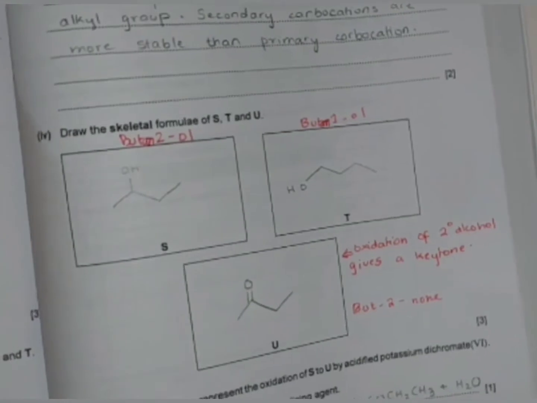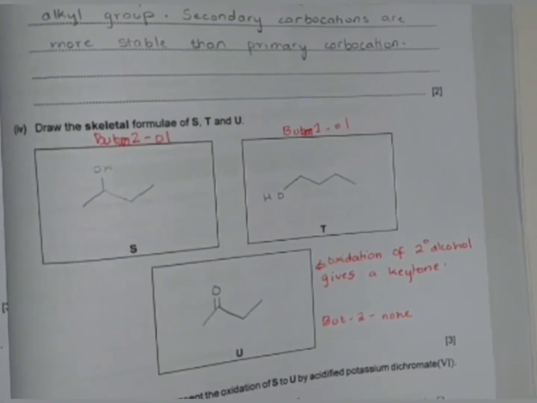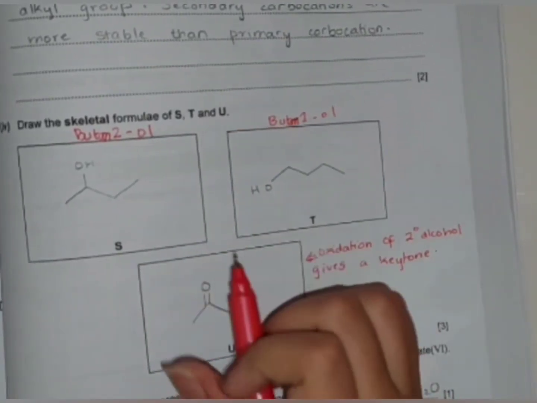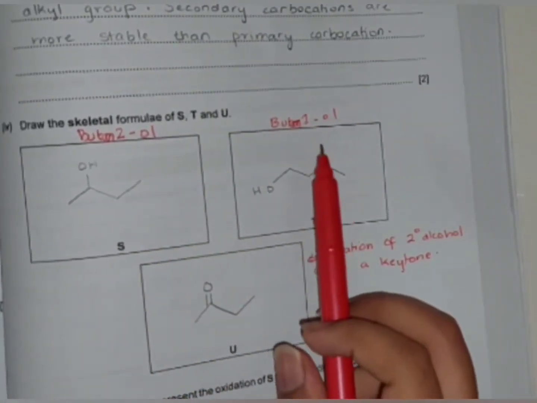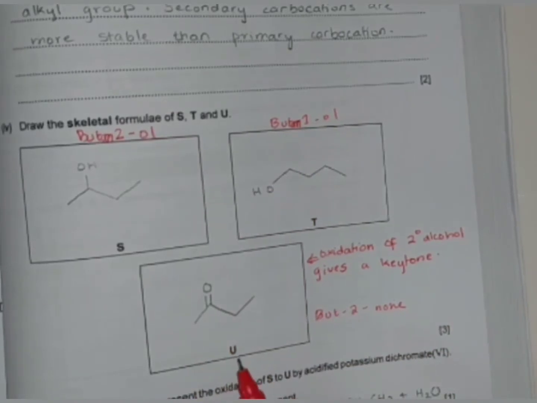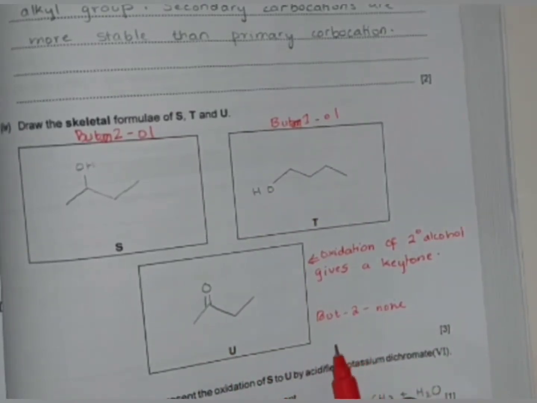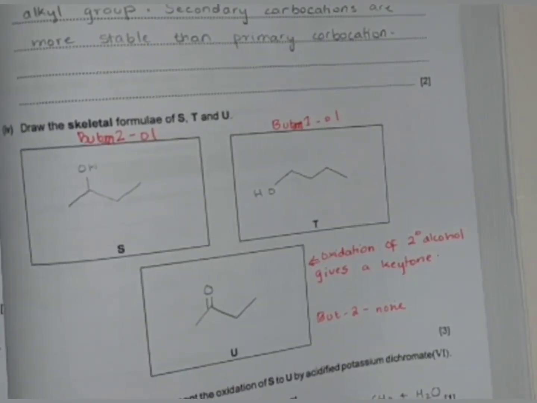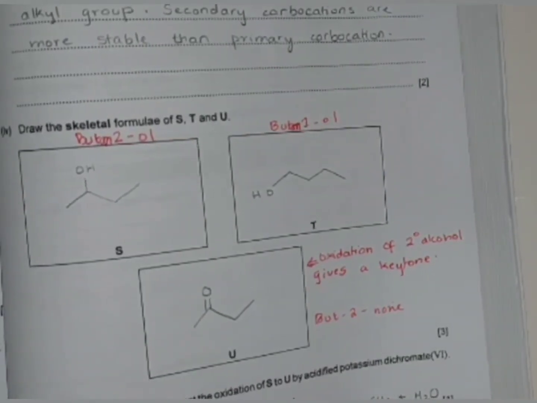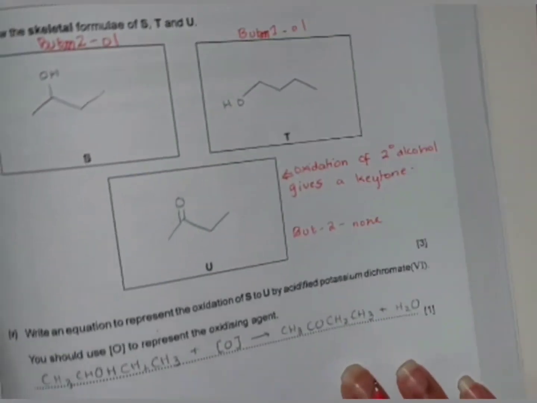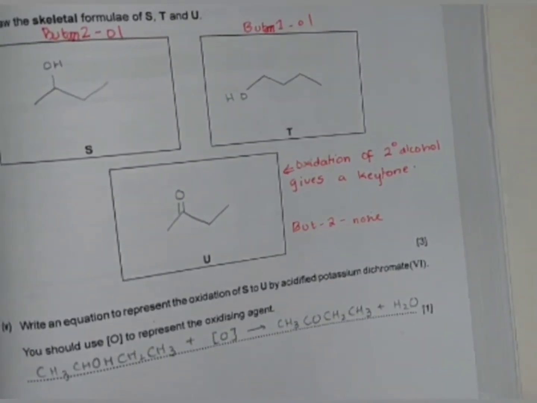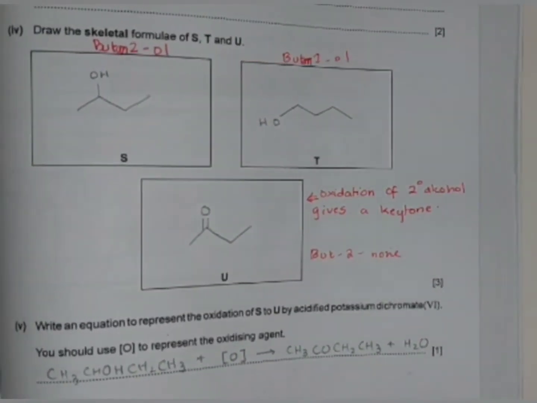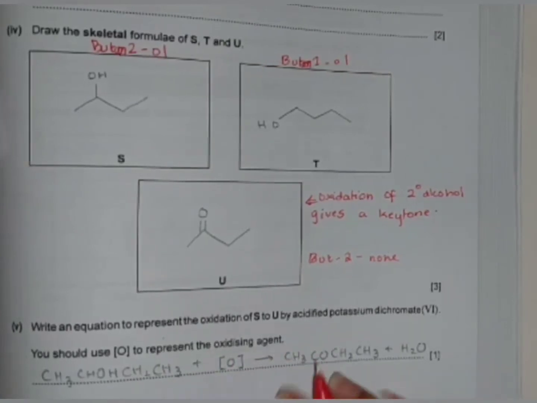Draw the structural formula of S, T, and U. So we know that S is butan-2-ol and T is butan-1-ol, while U is a ketone, which is butanone, or butan-2-one, right? Now, write an equation to represent the oxidation of S to U by acidified potassium dichromate. You should use [O] to represent the oxidizing agent.